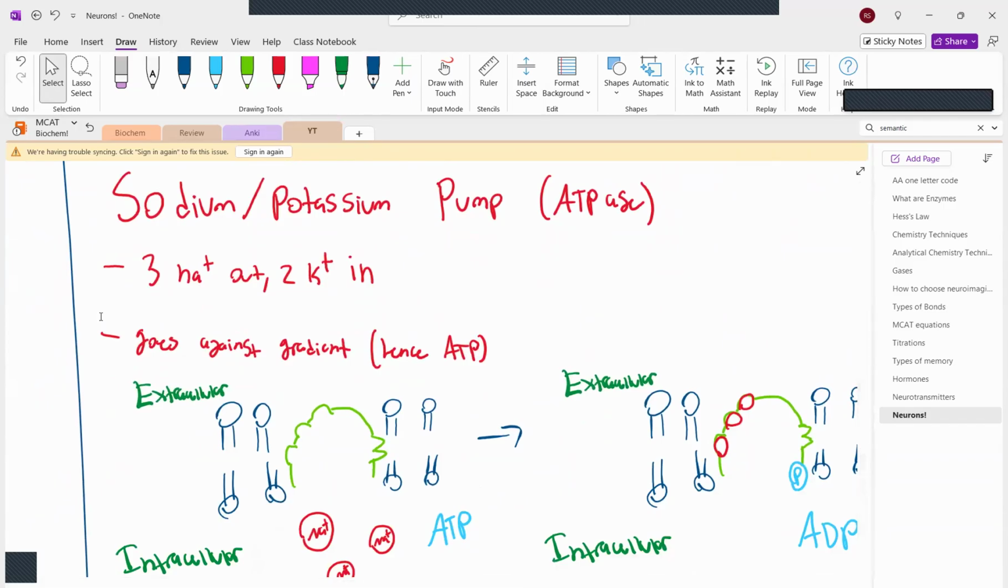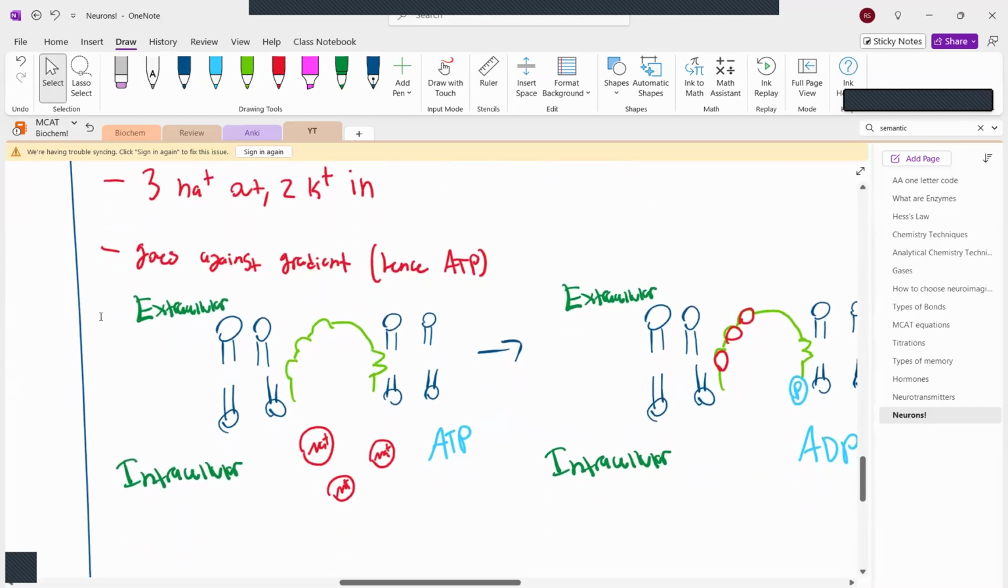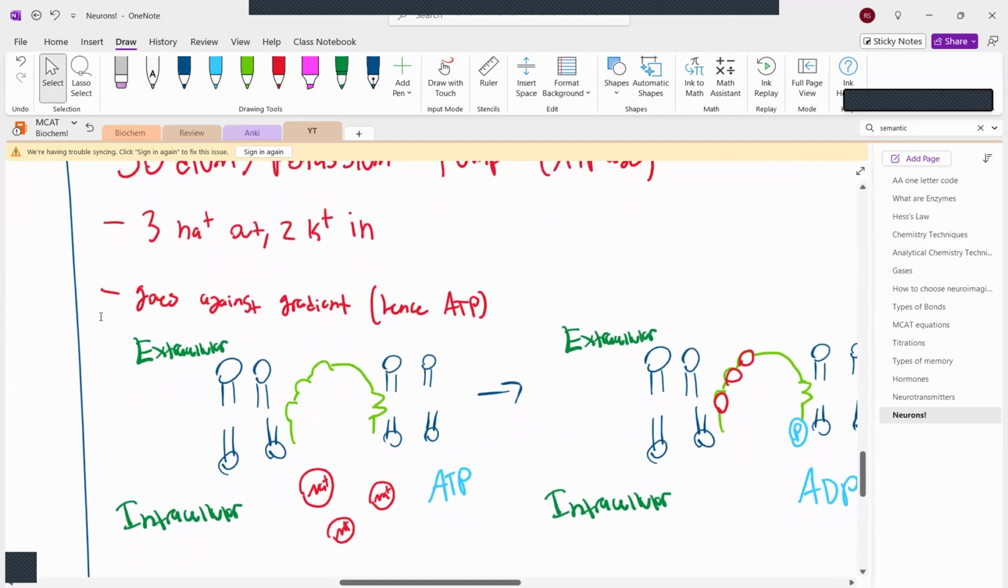This isn't just relevant in the neurons. There's a lot of places where you will see a sodium potassium pump, so definitely keep this in mind. So it goes against the gradient. You're having 3 sodium out and 2 potassiums that go inside the cell.